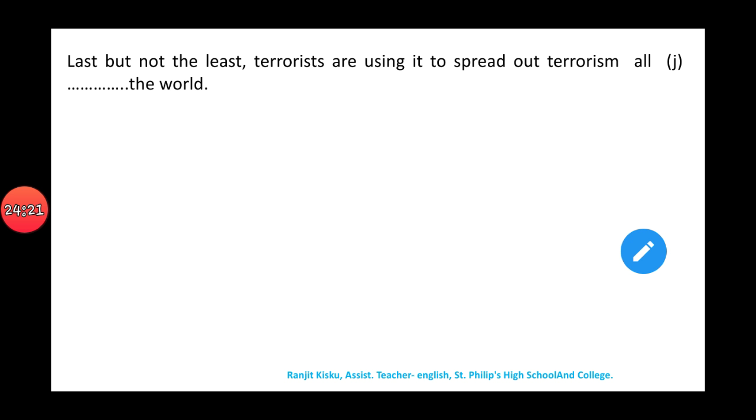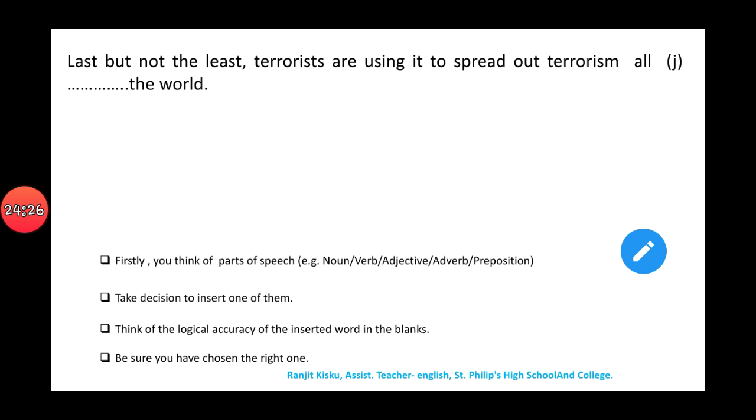Here we get some phrases, small units of words, and let's see the thinking first. How will you think to answer these questions? So first you have to think of a parts of speech. Then you should take a good decision to insert one of them, and then you just justify the logical accuracy of the word that you have put in the blank. Then be sure that you have chosen the right one.